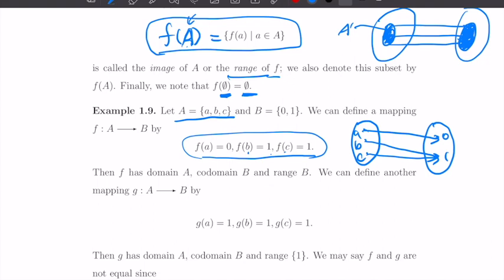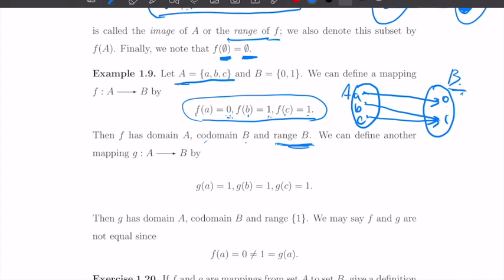And for this F, the domain is A. And the codomain is B. And the range is B, because B has only 2 elements, and the values of the function covers all elements in B. So the range or the image of A is B itself. Okay.